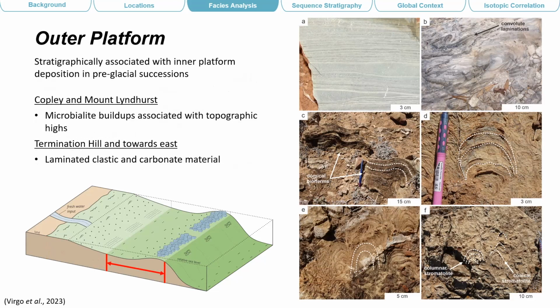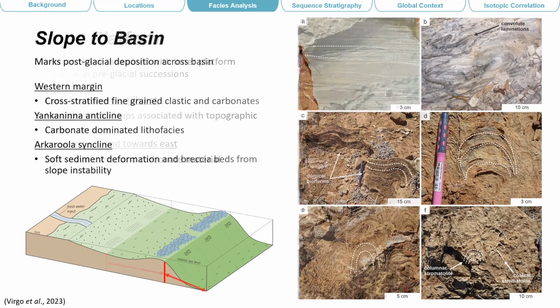And in Termination Hill and towards the east in Yankonina and Arkaroola, we see just very fine-grained carbonates and clastics, which you can see from figure A. So not all that exciting.